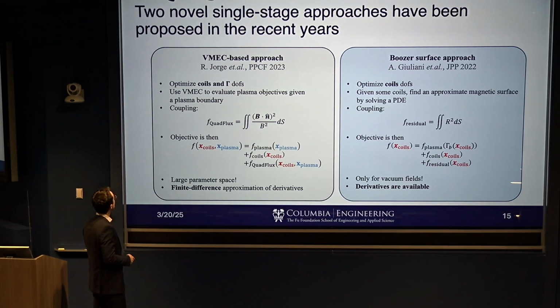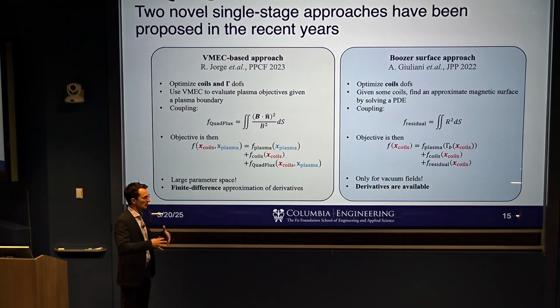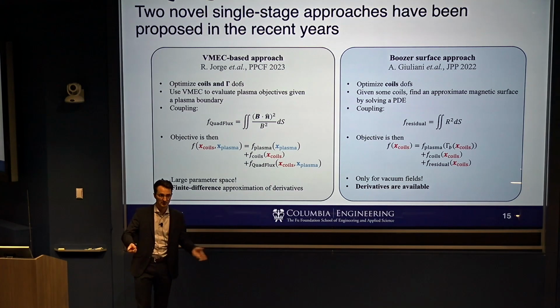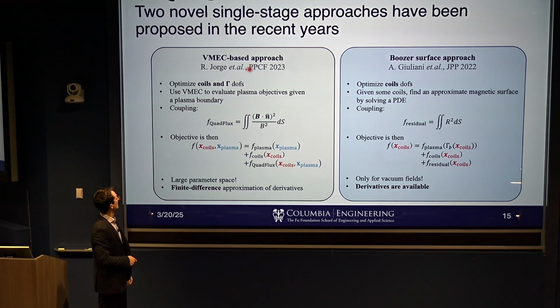So for the VMEC-based approach, the goal is that you optimize both your coils and your plasma boundary degrees of freedom at the same time. So you explore this huge parameter space in a single optimization loop. And for each plasma boundary, so each set of gamma dofs, you are going to use VMEC to evaluate your plasma objectives. And then the coupling between your coils degrees of freedom and your plasma boundary degrees of freedom is done by minimizing the quadratic flux.